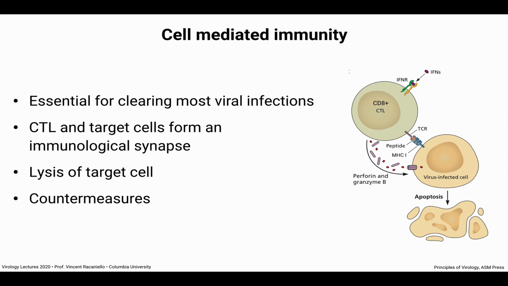All right, that's antibody, one half of the adaptive arm. And here's the second half, cell-mediated immunity. And here we think this is essential for clearing most viral infections. Clearing, not preventing, although there's certainly some examples where a cellular response can also prevent infection. And here, what happens is the CTL, the cytotoxic T lymphocyte, which is a CD8 positive lymphocyte, forms a synapse with the target cell. They get very tight up against each other. The target cell is lysed and it's dead, so the virus can't replicate anymore.